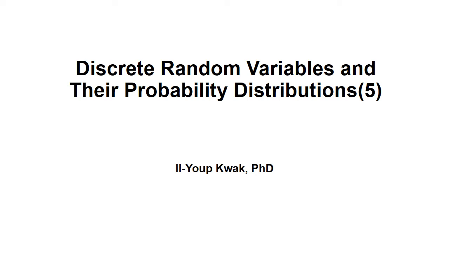Okay, hello everyone. Today we will finish this chapter, discrete random variables and their probability distributions. We will talk about the moment generating functions and then the Chebyshev inequality.